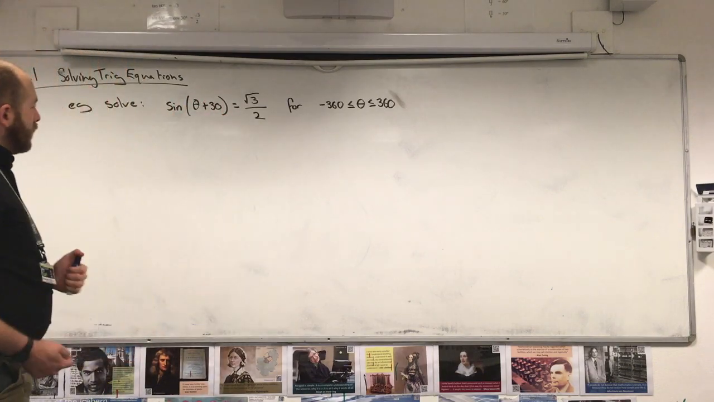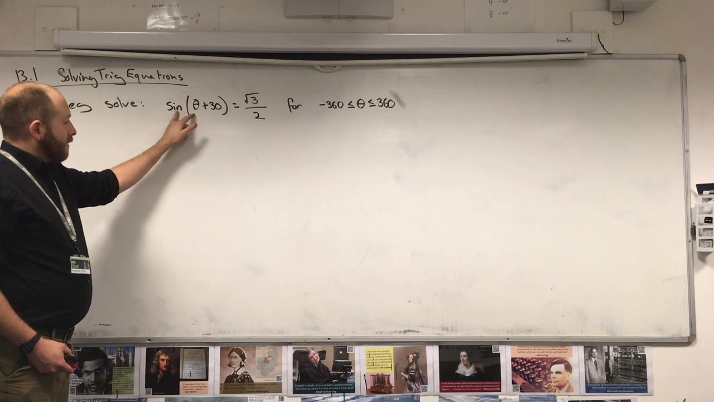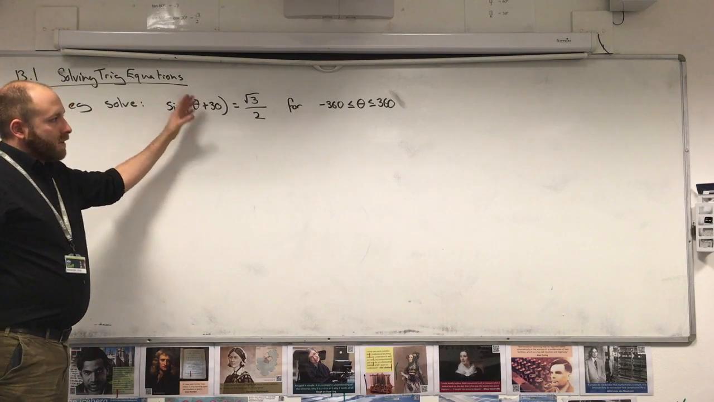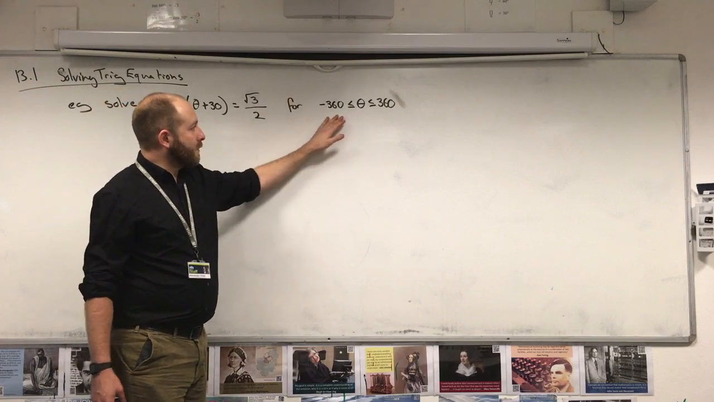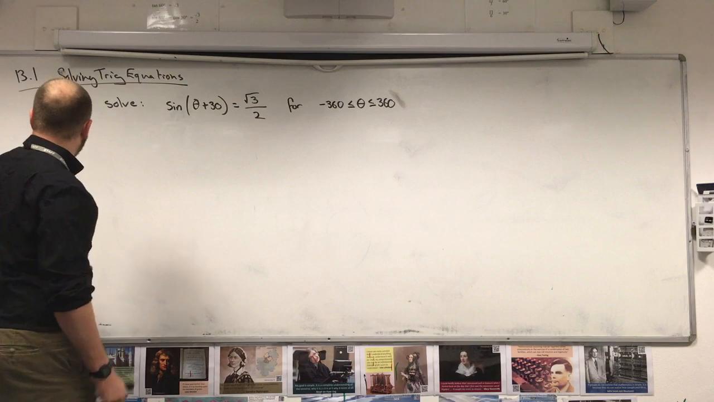So some of you will spot that we've actually got a transformation. We've basically got a sine theta graph that's been moved to the left. Rather than worry about what this looks like though, the easy way is to transform the limits. So we're going to transform these limits and then solve this trig equation. So step one.